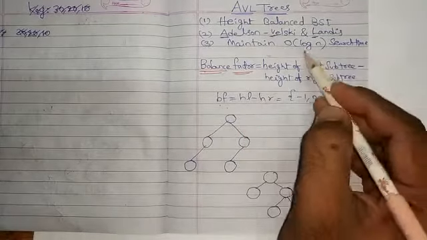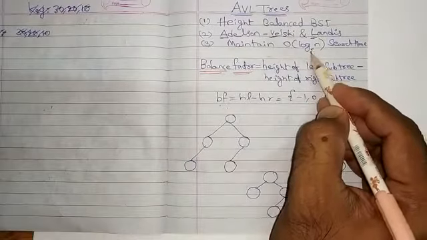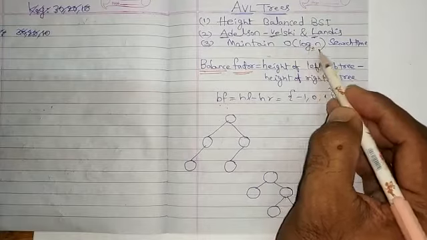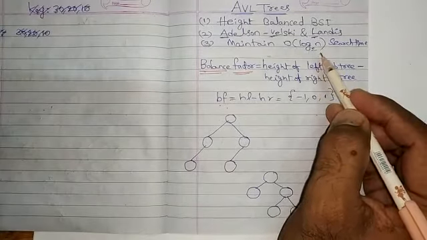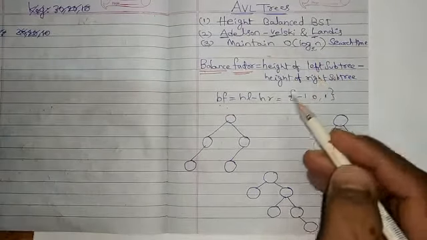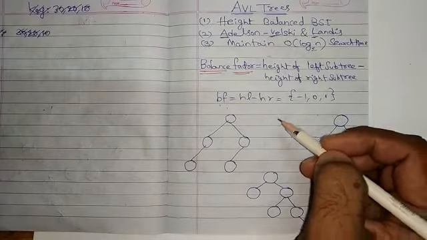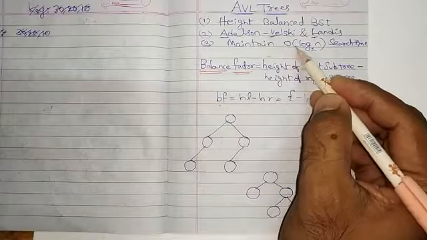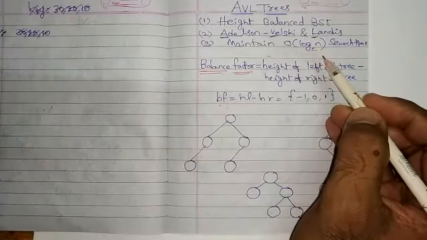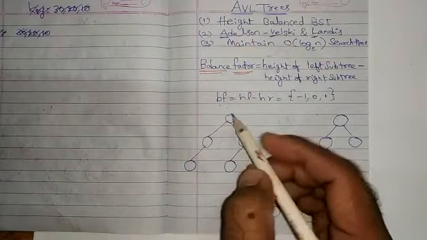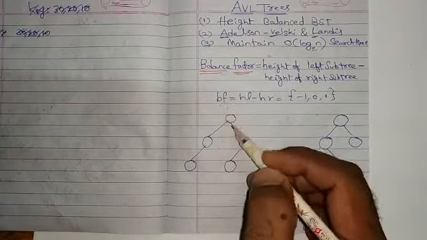Then only it will give the search time of big O of log n base 2. Our main intention is to get search time of big O of log n base 2, not big O of n. If the tree has big O of n search time, then immediately balance the tree and bring it to big O of log n base 2. Try to understand, students. I will explain what the balancing factor is and how to find it.